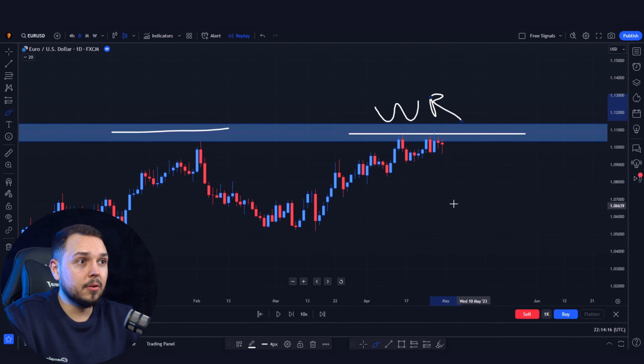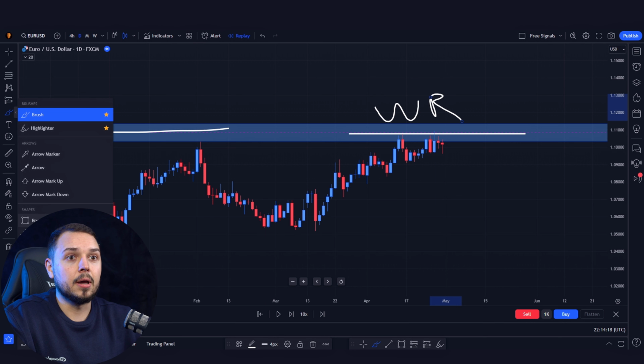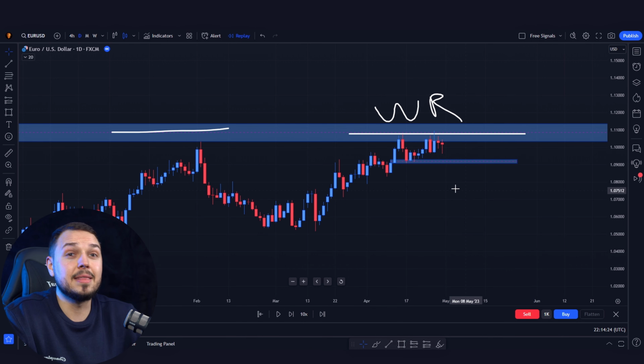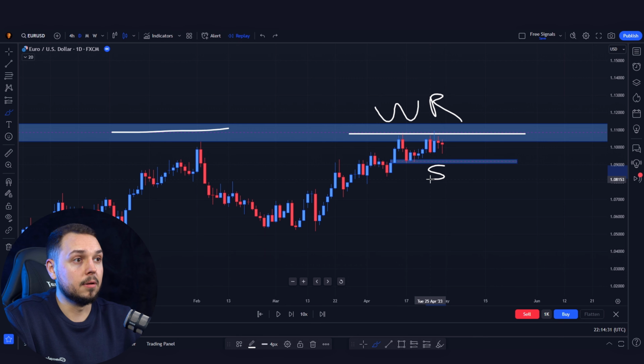This is what's happening on the daily. You can simply mark another area of support and resistance. Where do you think it's going to be? Around here. So this is the daily area of support. Not as important as the weekly, but still very solid, very important in this case.